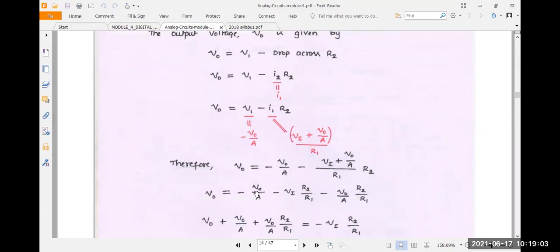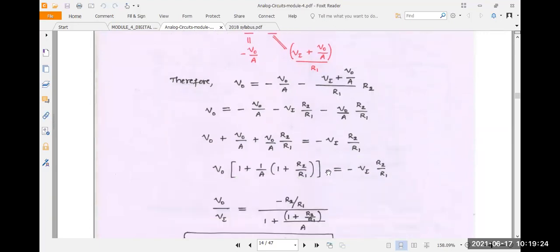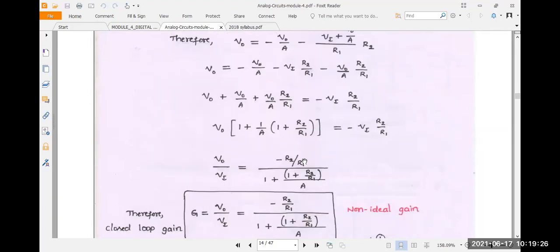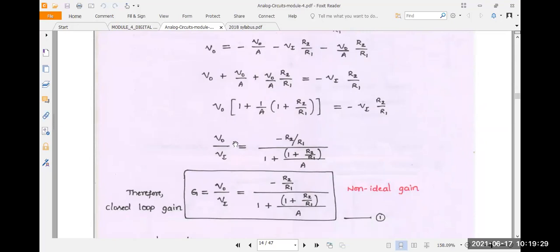Understood? Then V naught is equal to what here? Minus V naught by A minus Vi plus V naught by A divided by R1 into R2. After substituting, you have to write this equation. Then simplify in mathematical form. After simplification, you write the equation in the form of V naught by Vi.